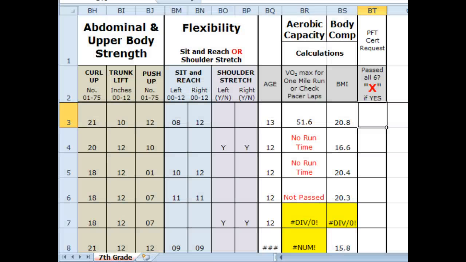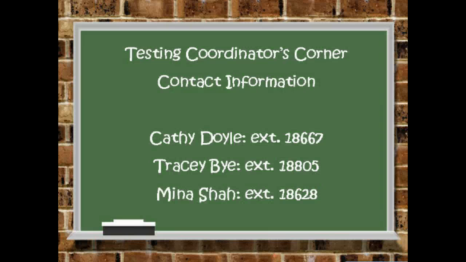This concludes our walkthrough for the 2013-14 PFT spreadsheet. The goal this year was to assist you in determining if students pass the aerobic capacity and body composition areas of the test by providing you with calculations based on your entries. It has also been redesigned to give you clues when information may not be accurate.